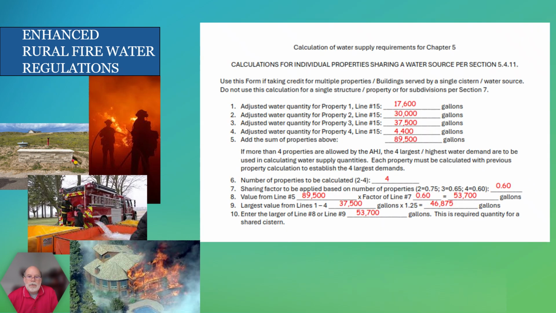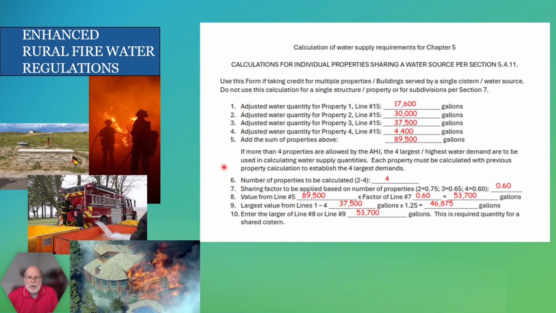Now when we get to this page of the calculation forms, you'll see where we enter in the adjusted water quantity for each of the properties. Now if you only have 3, you only put in 3 here. If you have 4, you put in 4. If you have 1, you don't need to apply this because this page will not apply. This is only when you're sharing properties. So it shows to enter the number from line 15 on the form for each of those other properties.